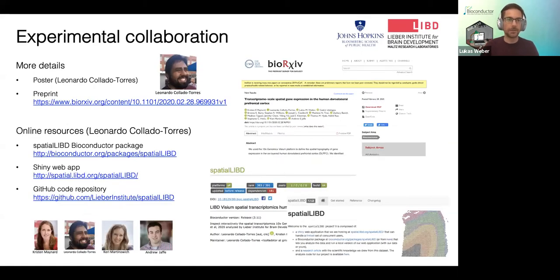And yeah, links here. So Leonardo Torres just presented a poster in the previous poster session. We've also got a preprint out and also really nice online resources for exploring the data and the results there, also maintained by Leonardo. And on the bottom left are our collaborators from the Lieber Institute.